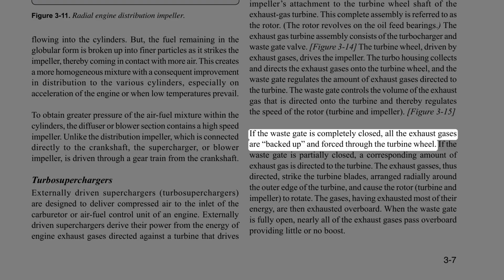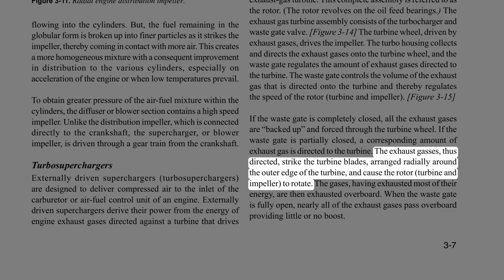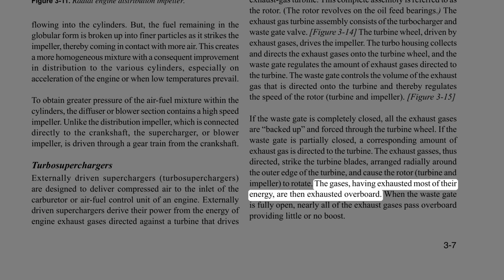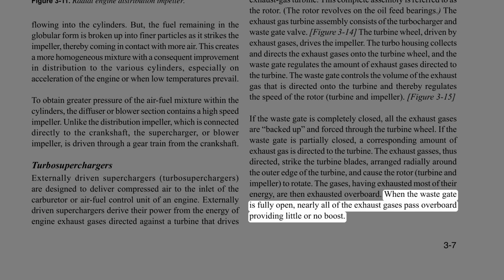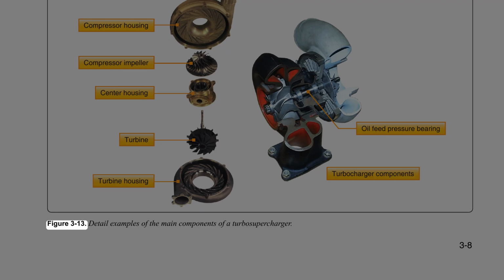If the wastegate is completely closed, all the exhaust gases are backed up and forced through the turbine wheel. If the wastegate is partially closed, a corresponding amount of exhaust gas is directed to the turbine. The exhaust gases, thus directed, strike the turbine blades, arranged radially around the outer edge of the turbine, and cause the rotor, turbine and impeller to rotate. The gases, having exhausted most of their energy, are then exhausted overboard. When the wastegate is fully open, nearly all of the exhaust gases pass overboard, providing little or no boost. Figure 3-12, a typical turbosupercharger and its main parts. Figure 3-13, detail examples of the main components of a turbosupercharger.